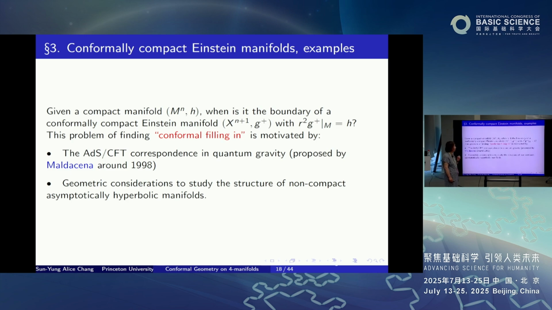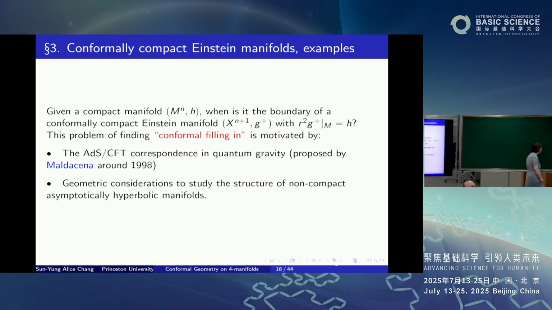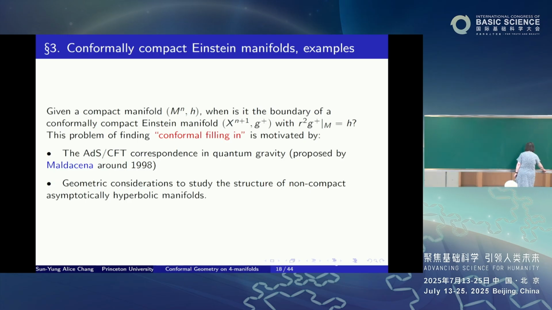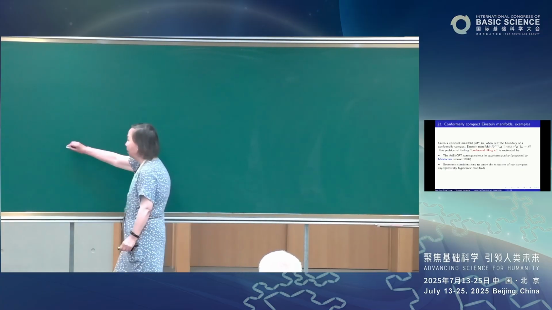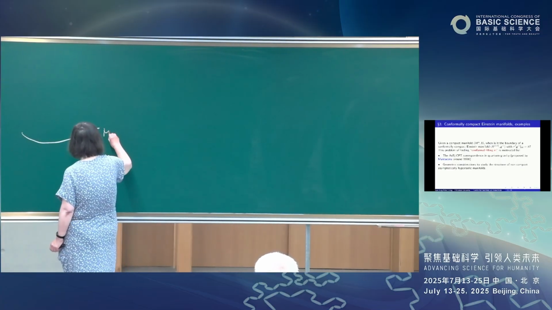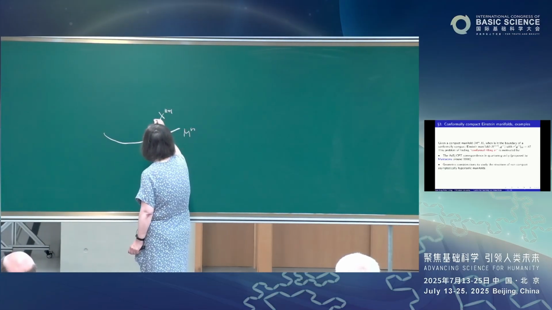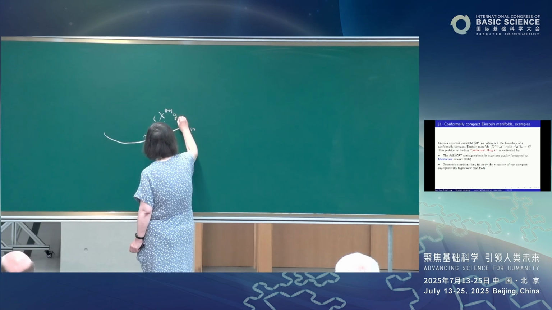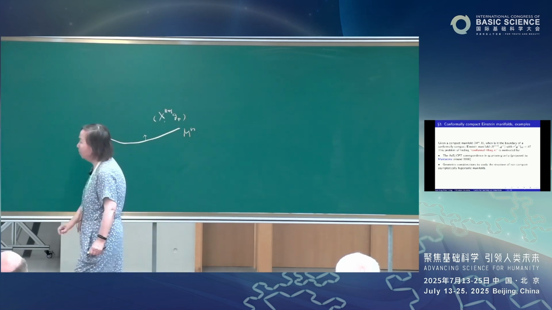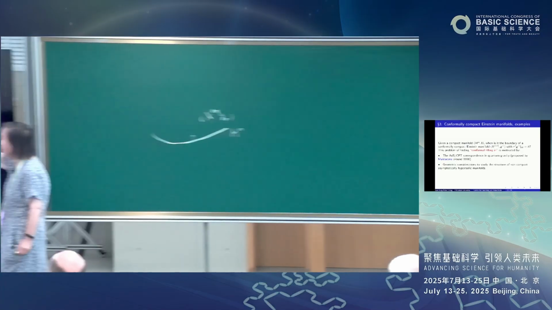The conformal filling in problem is, given a manifold (M^n, h), we ask when M^n can be extended to X^{n+1} so that X^{n+1} is a Poincare-Einstein manifold. So we have M^n here, and then we have X^{n+1} here. And then here we are equipped with a g_+ metric. That g_+ usually is Einstein.